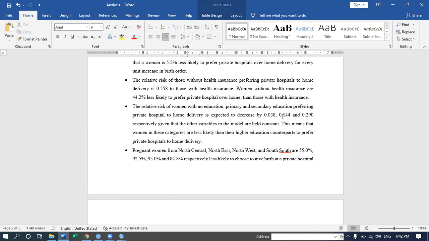Now, that means they don't need to wait till they get married before they educate them. No, they should ensure that while they are still young, all of them go to school, because we discover that if they go to school, they will end up giving birth at private hospital, and they will reduce maternal death rate and infant death rate. So you see the importance of this research work. This data is from NDHS, Nigerian Demographic Health Survey.